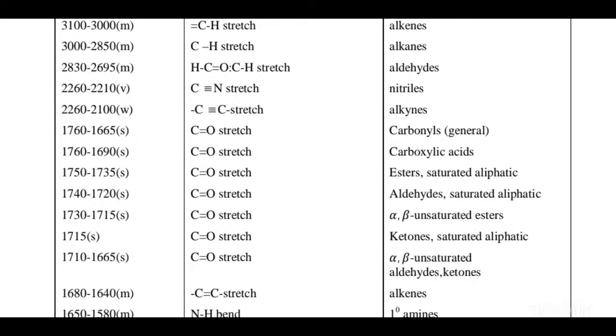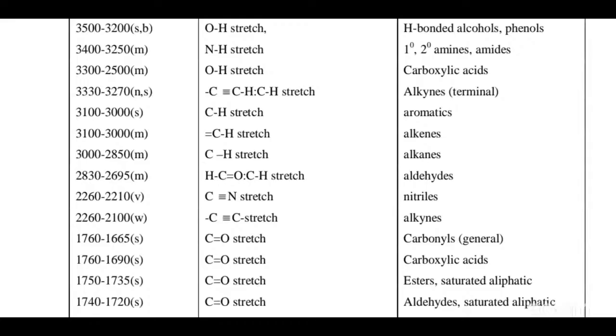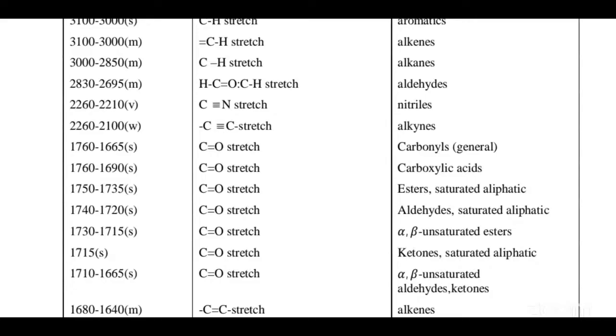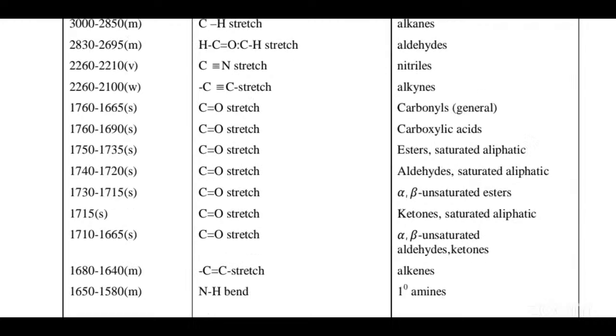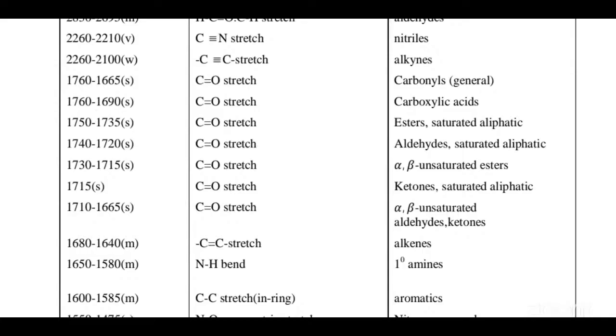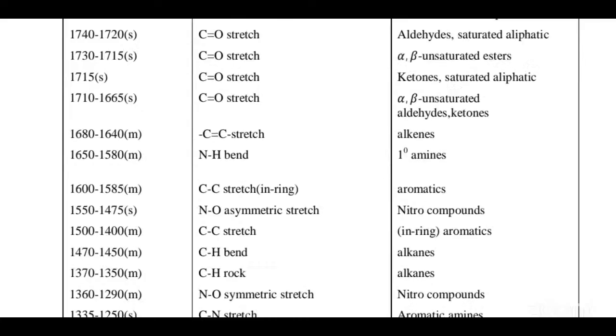The OH stretching in the carboxylic acid is 3300 to 2500 here, right? And the C=O stretching frequency in the carboxylic acid is 1760. And in esters and saturated aliphatic compounds, the C=O stretching frequency is 1750 to 1735 here. And in aldehydes, it is 1740. And for primary amines, the NH bending is 1650 to 1580 here.